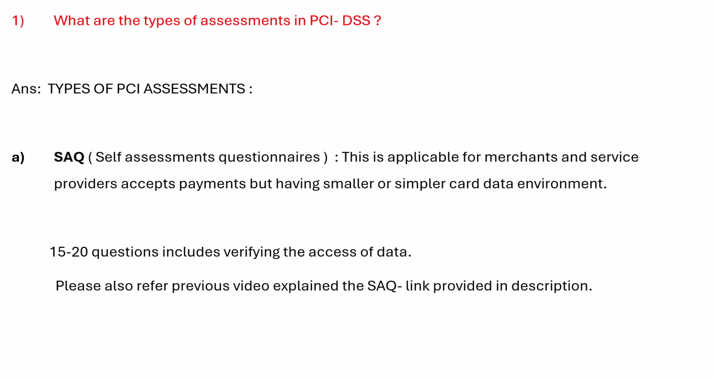Here is question number one. What are the types of assessments in PCI DSS? So there are multiple ways of assessing PCI DSS. Number one is SAQ, the self-assessment questionnaire. This is applicable for merchants and service providers who accept payments but have a very small or simpler card data environment. Around 15 to 20 questions, including verifying the access of data.